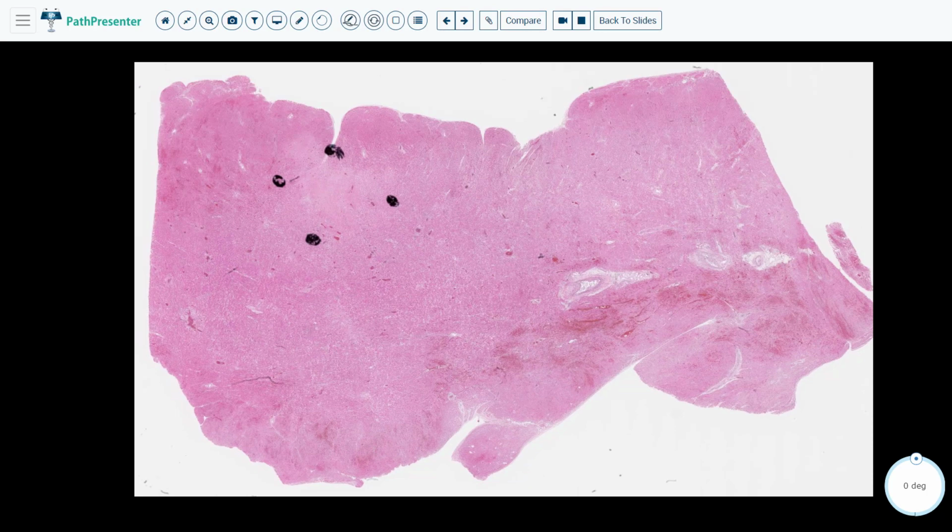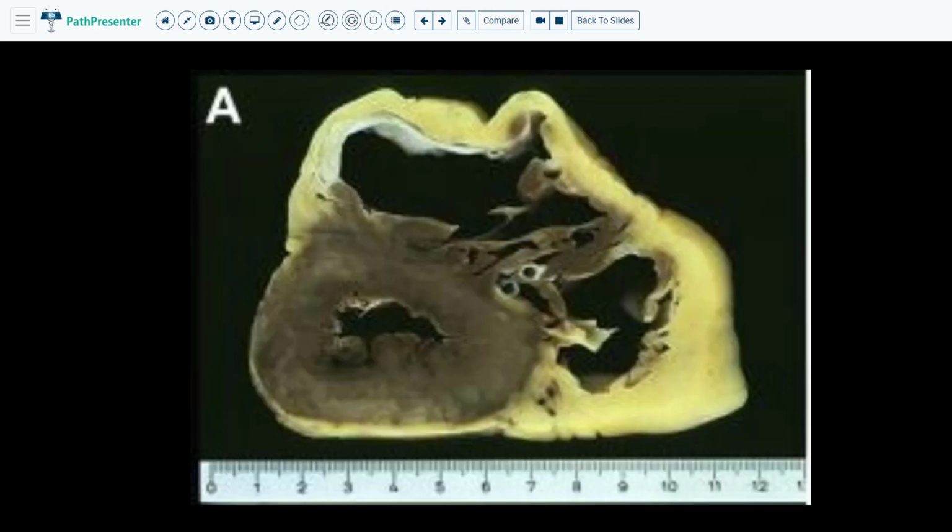Okay, let's go on to our next case. Case 4 is arrhythmogenic right ventricular cardiomyopathy. This is a cross-section of the heart. You can see this is the left ventricle. This here on the right is the right ventricle. You can see the chamber is much too large.